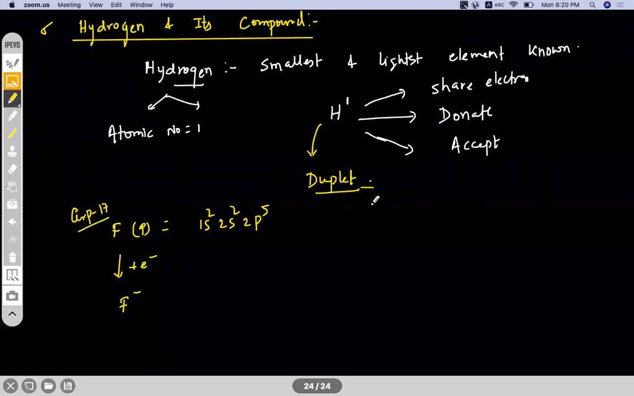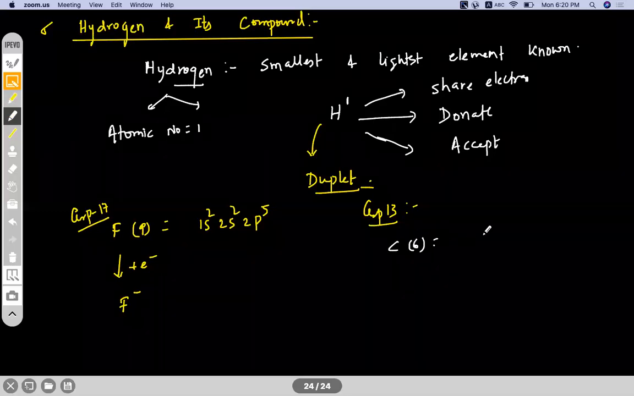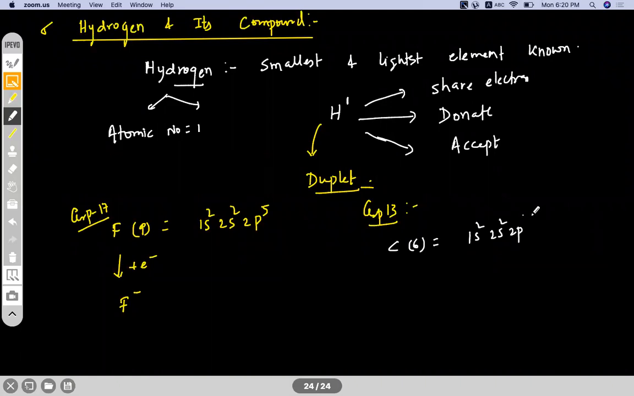Group 14 elements, like I said, carbon has 6 electrons, so 1s2, 2s2, 2p2. It neither loses 4 electrons, which is difficult, nor accepts 4 electrons, which is also not possible. So it shares these 4 electrons to make 4 bonds, tetravalency, right? So group 14 elements have sharing tendency.